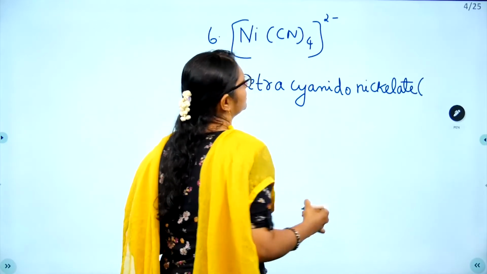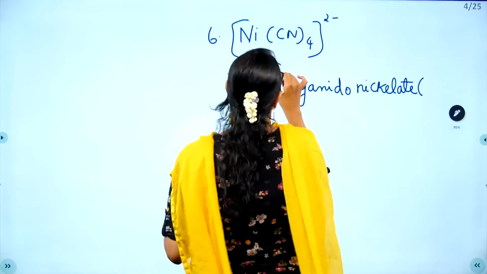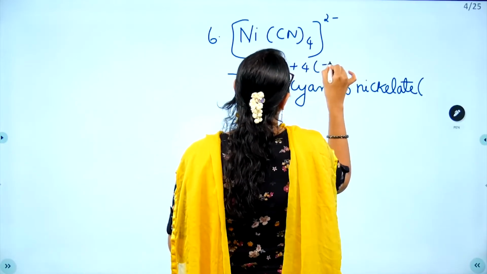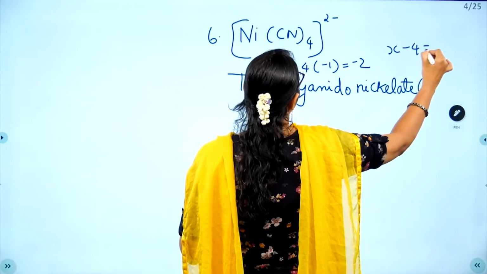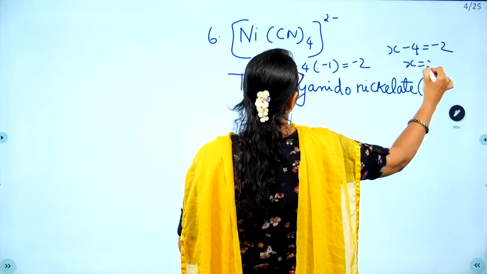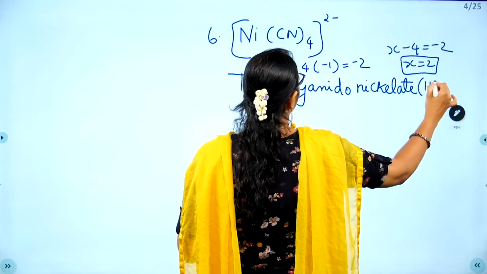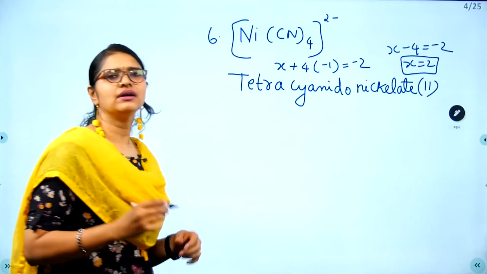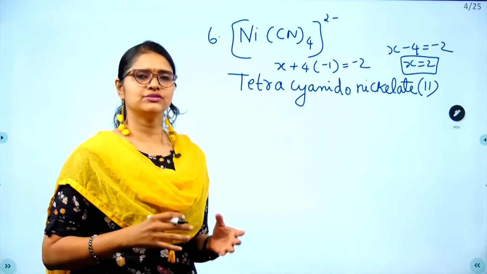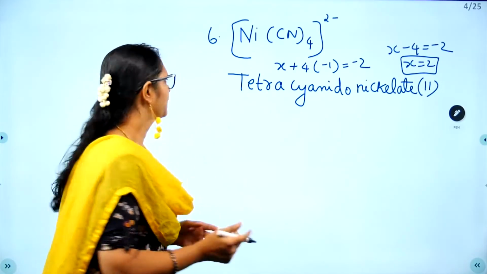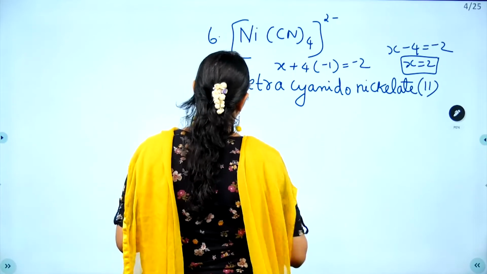what is the oxidation state? X plus 4 into -1 is equal to -2. X minus 4 is equal to -2. X is equal to 2. Okay. Tetracyanidonickelate 2. Right. Understood how to name it? Yes? Another one?